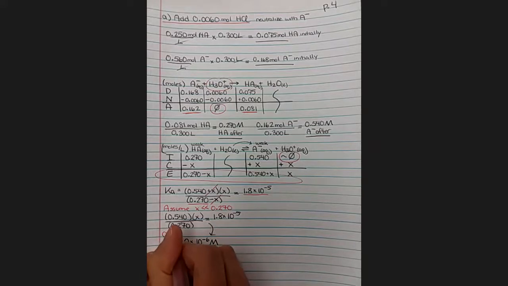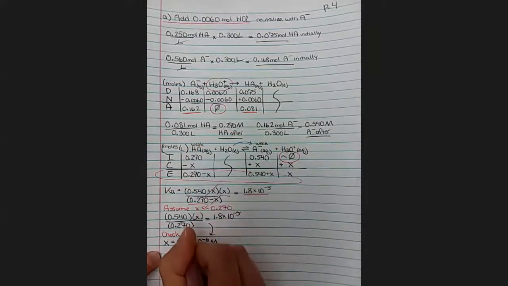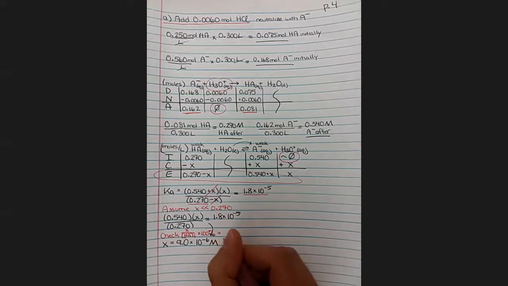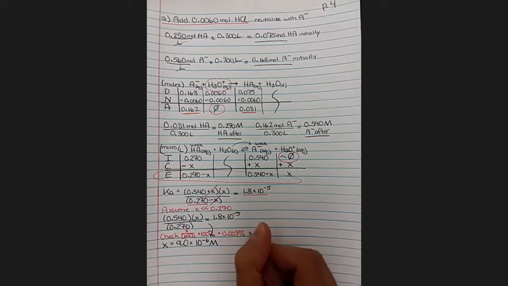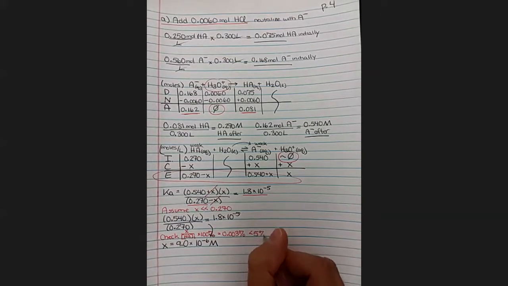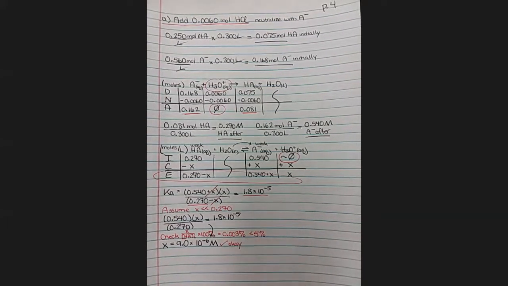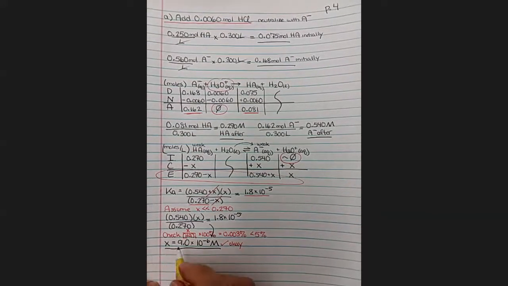But we promised that every time we used our assumption, we would check whether it was legal or not. So we check our x over the number we subtracted it from, HA initial, multiply by 100%. And calculator says 0.003% error again, which is less than our comfort limit of 5%. Highly effective assumption. Okay, step 3 complete. Step 4 is to answer the question.